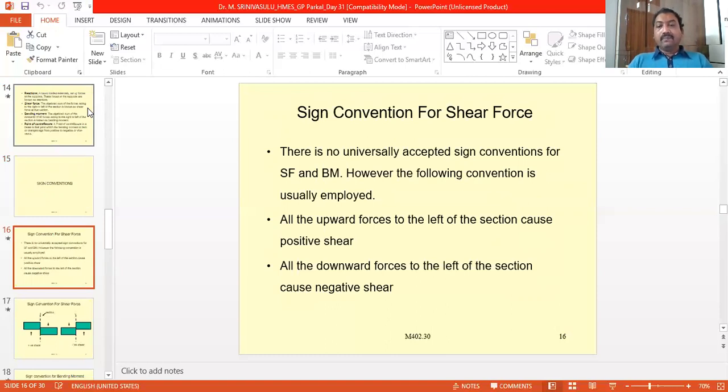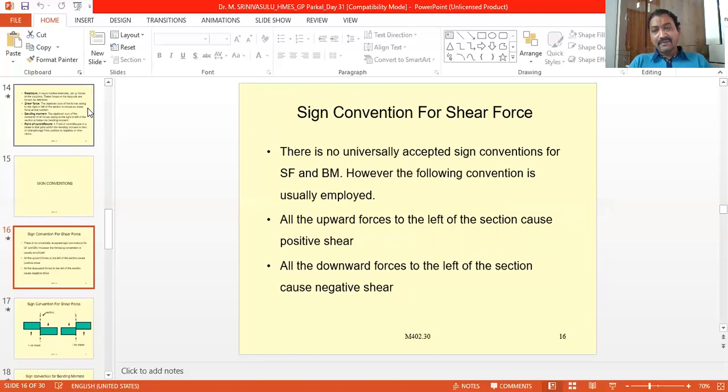And to decide the signs, that is positive or negative, for the shear force and also the bending moment, actually there is no universally accepted sign convention. However, we are following the procedure which is followed here.